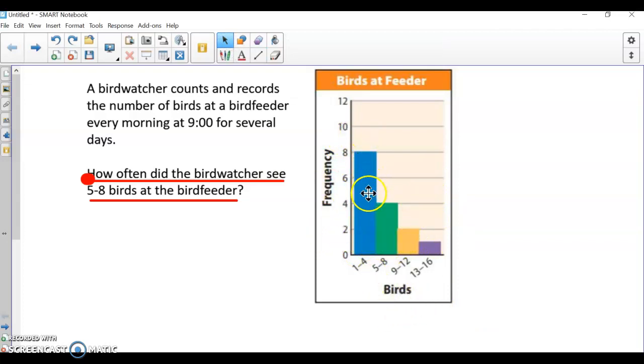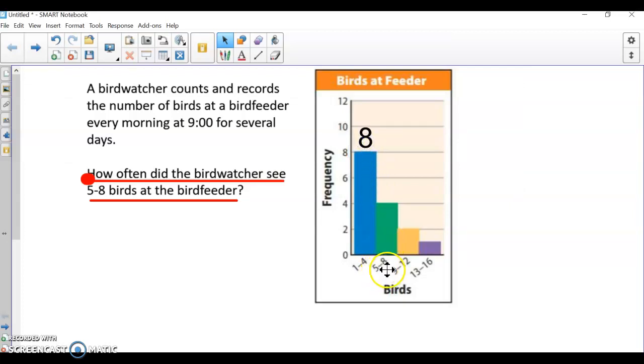Anytime that you have a graph that is a bar graph, histogram, or dot plot, I recommend you go in and write the numbers above the bars so it's easier for you to read later on. The numbers down here represent the number of birds. The numbers over here represent the frequencies, or how often that occurred. So from 1 to 4 birds, the bird watcher saw it 8 times. So let's write 8.